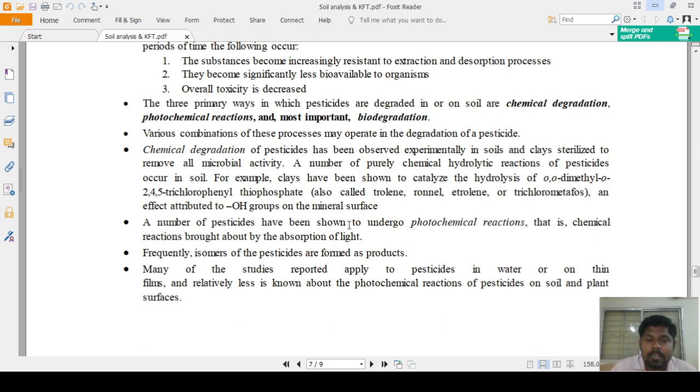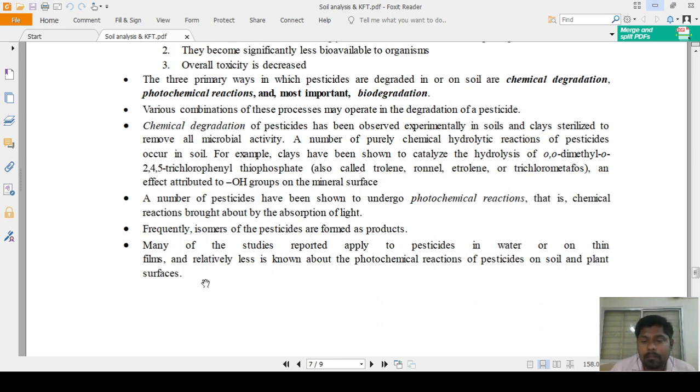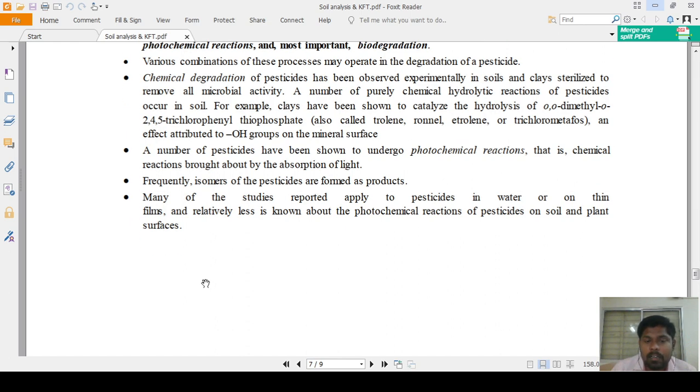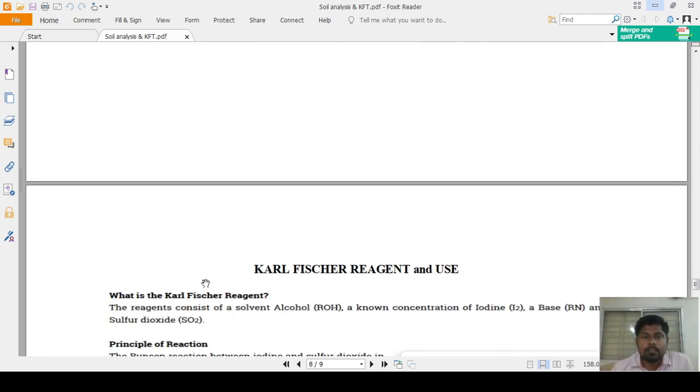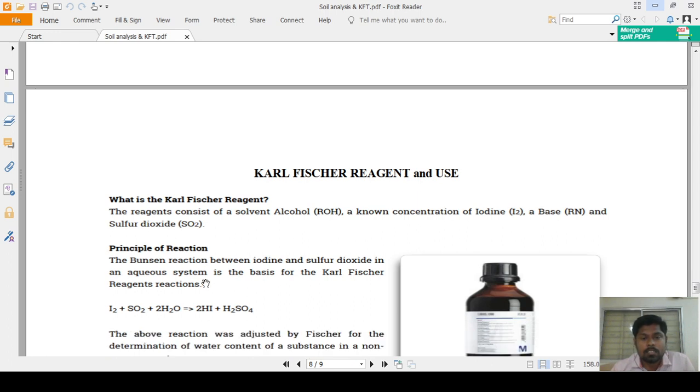A number of pesticides have been shown to undergo photochemical reaction also, that is, chemical reaction brought about by the absorption of light. Frequently, isomers of the pesticide form as products. Many of the studies reported apply to pesticides in water or in thin films. Relatively less is known about the photochemical reactions in soil. So that is all about soil analysis and pollution.